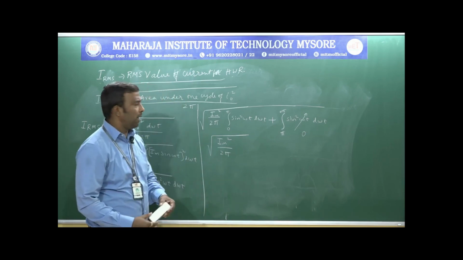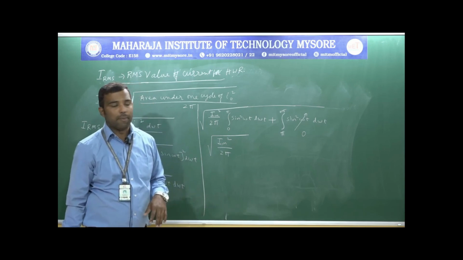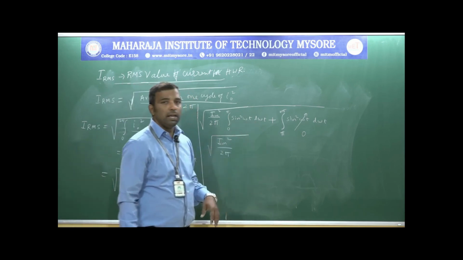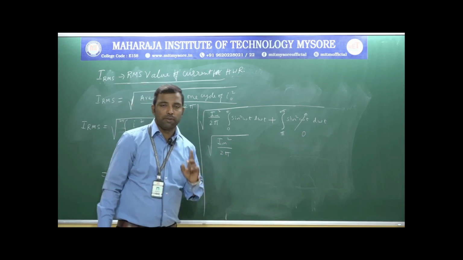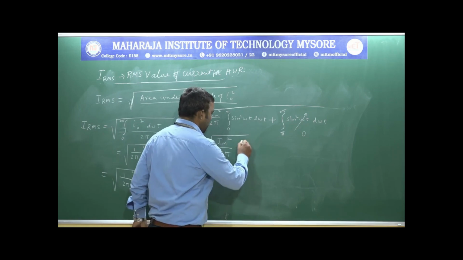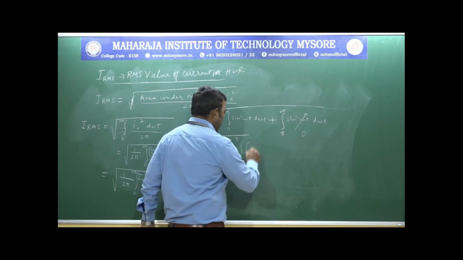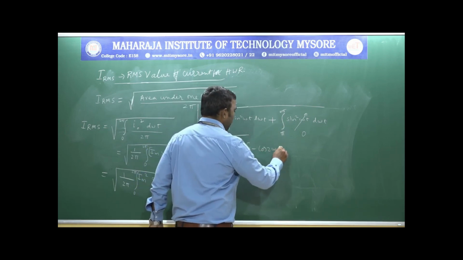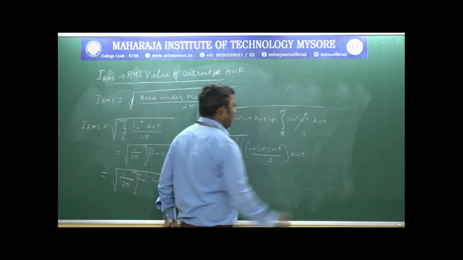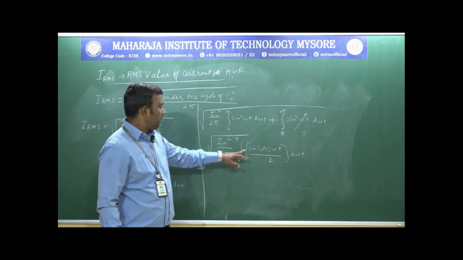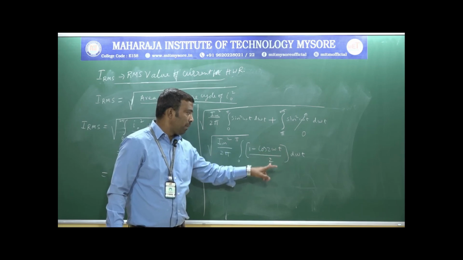Now, we cannot integrate this square function. We have to convert that using the half angle formula. What is that? Sin square omega t is nothing but (1 minus cos 2 omega t) by 2. That is the expression. I can write this as the integral from 0 to pi of sin square omega t, as (1 minus cos 2 omega t) by 2 into d omega t. That is the integration of sin square omega t written as (1 minus cos 2 omega t) by 2.